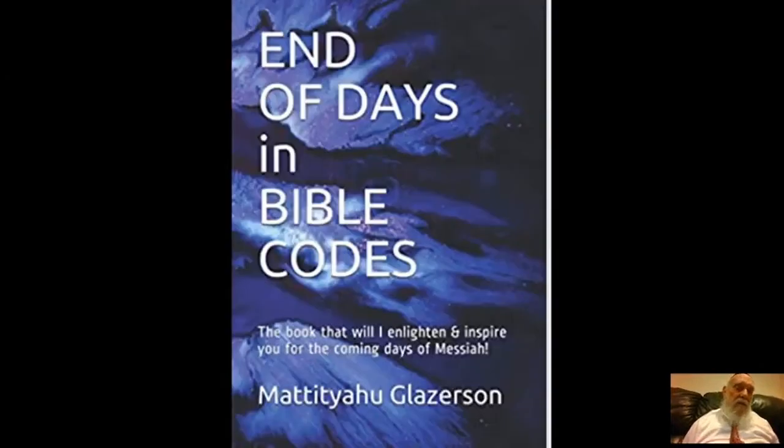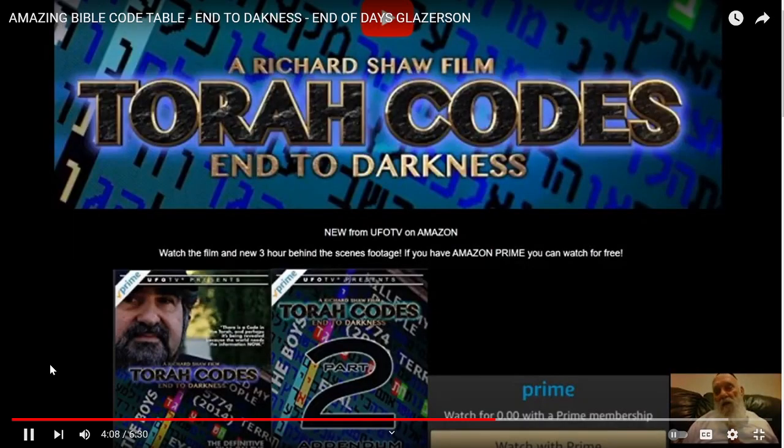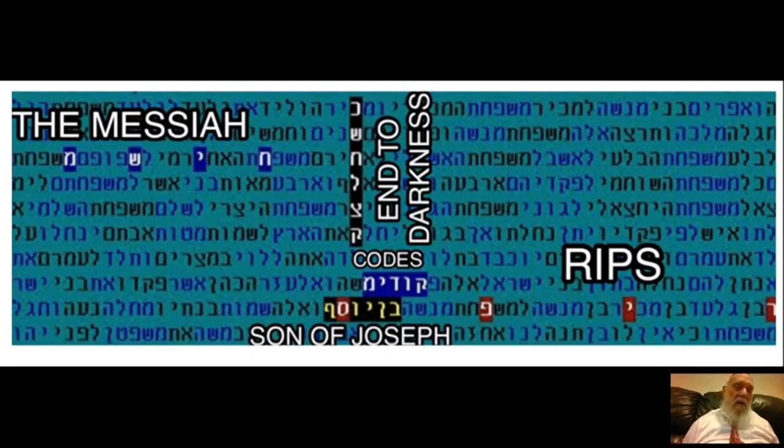In fact, in the book I explained what you see in each table. In this case, in the center of this table appears the sentence Kes LaChoshech, Into Darkness, next to the word Kodim, codes, which is next to the name son of Yosef, to whom the Torah codes are related. And the name Rips, who started the research on the Torah codes. So I think that looking at this table you clearly see how significant it is, because once in the Torah, Kes LaChoshech in this way, then comes the best meeting of codes, the word codes, and the son of Yosef, which exactly fits with the idea that Messiah is son of Joseph. This is really the power behind the codes.